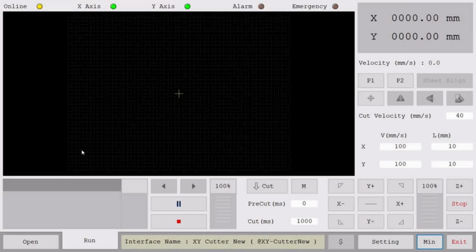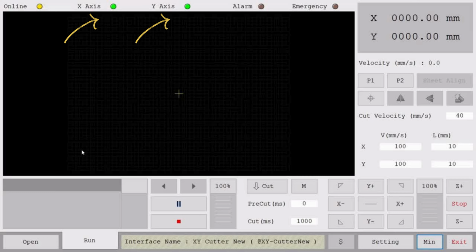The first thing you should pay attention to is the online light. This light shows the connection status between the software and the controller hardware. When the software successfully connects to the controller, the online light turns yellow. If there's no connection, the light remains off. If your system doesn't go online, the machine will not operate. So checking the online indicator is always your first step. It tells you whether the hardware and software are communicating properly.